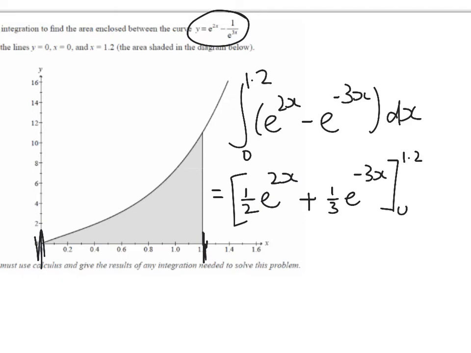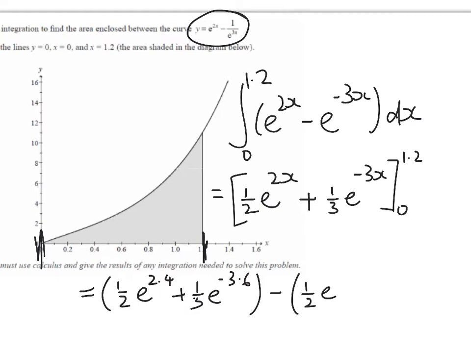Now I'm going to squeeze that onto the slide, so that gives me 1/2 e to the 2.4 plus 1/3 e to the negative 3.6, take away 1/2 e to the 0 plus 1/3 e to the 0. But, of course, that's 1 and that's 1. So when we chuck that into our calculator, we get our answer, which I'm going to squeeze on the bottom, which is 4.69. So there you go.